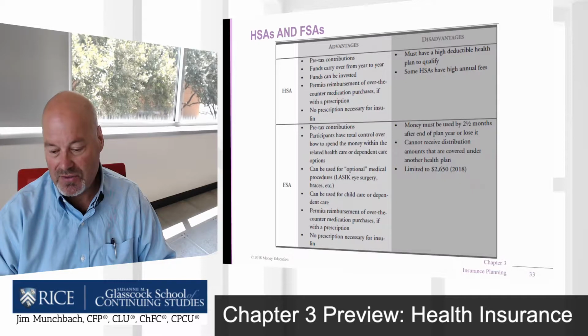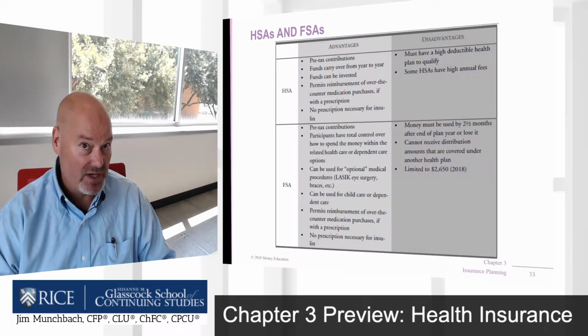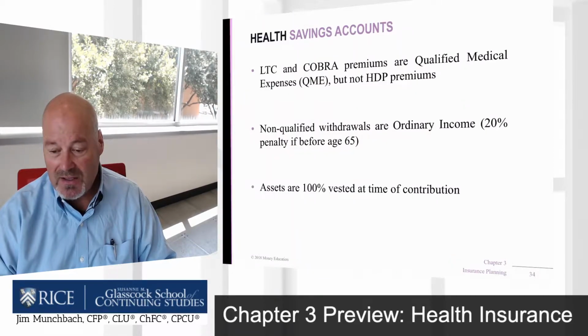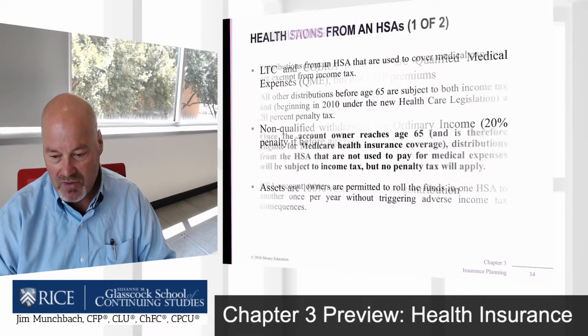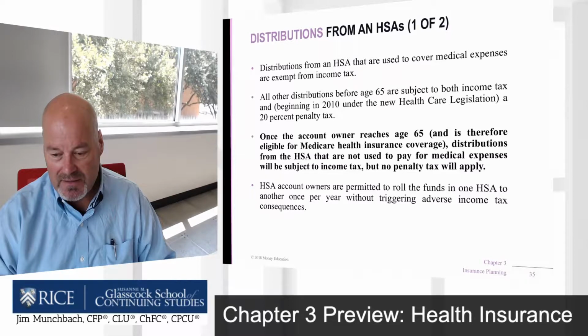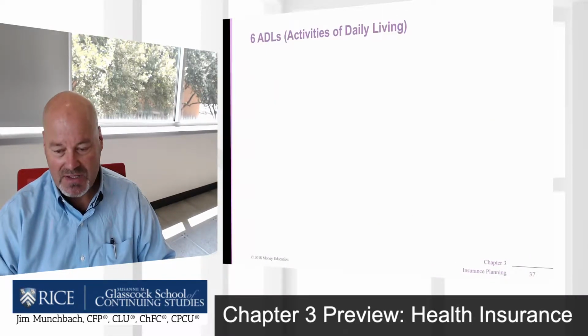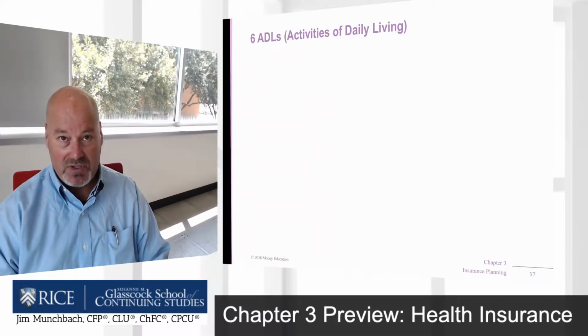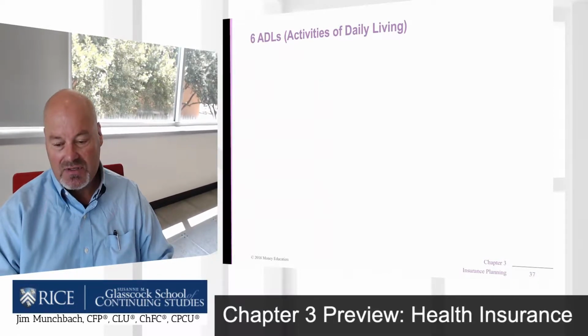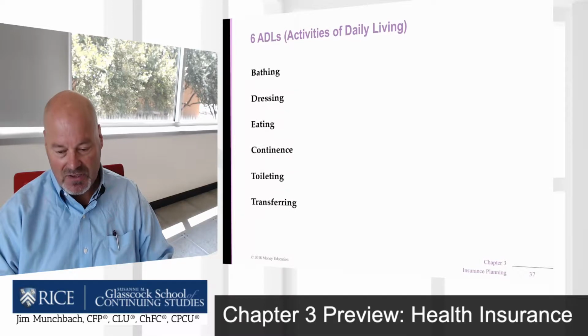And this is a good little snapshot of the distinctions between HSA and FSA, and we'll go over that in class. Health savings accounts and COBRA. And then we'll talk a little bit about distributions from HSAs. The last thing we're going to cover in terms of the educational objectives is the 6 activities of daily living.